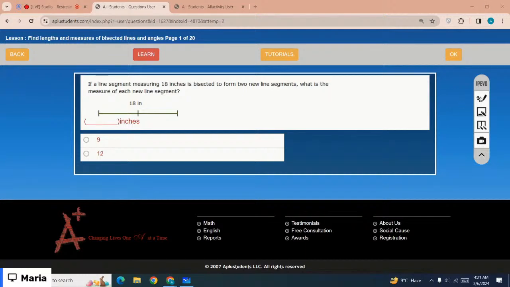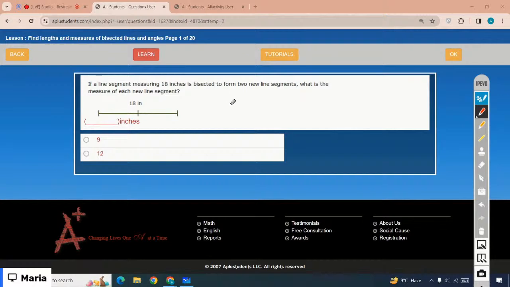You have to find the measurement of the new lines. So basically you have to divide 18 by 2. So 2 times what number is 18? 2 times 9 is 18. That means the new lines, they both are 9 inches. The correct option is 9.